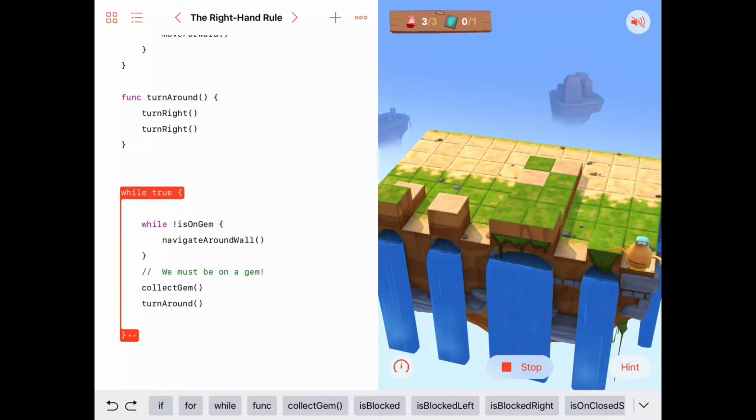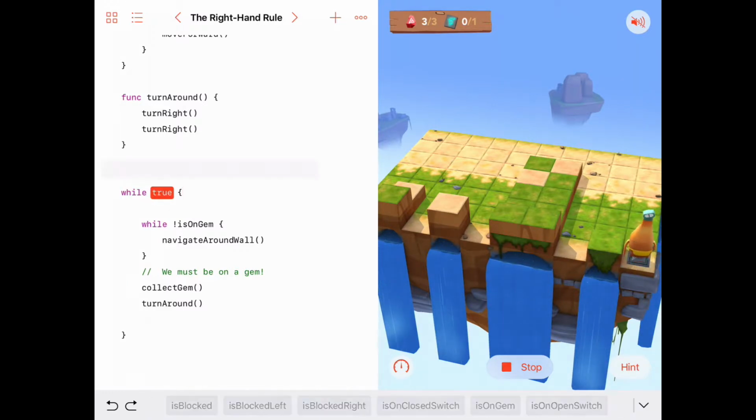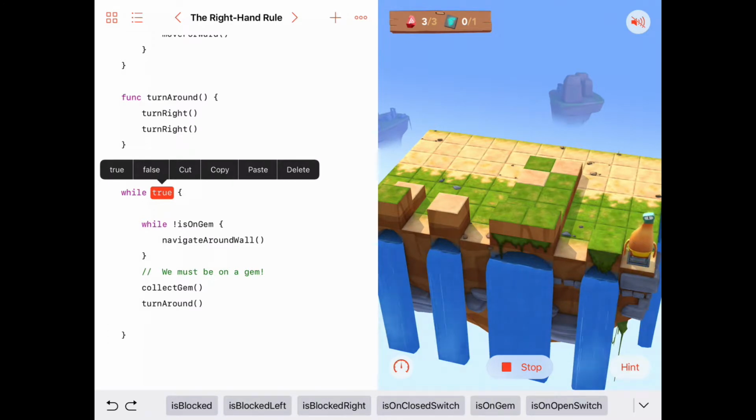But this time we're not on a gem, are we? So he's going to keep trying to navigate around the wall, and that's because we have this while true in here. So what's a better condition to tell Bite when to stop? Should it be while true, or when do we know he's reached the end? You got ideas? Yeah, it's when he reaches that switch, right?